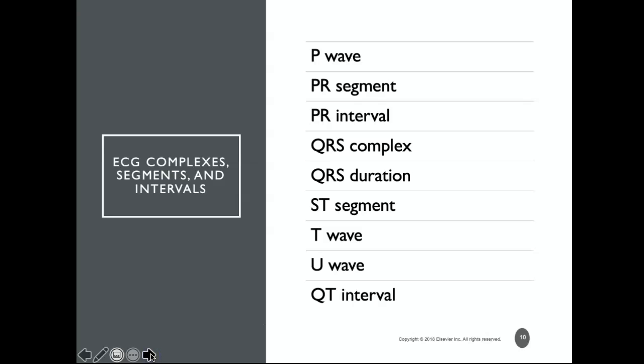All right. Again, our segments and complexes: the P wave, the PR segment, the PR interval, QRS complex, QRS duration, ST segment, T wave, U wave, and QT interval. I don't want you to get really worked up on the QT interval or even the U wave at this point. Really what you need to focus on for the exam is the P wave, your PR interval, your QRS complex, the ST, and the T wave. Those are really the priority at this point. Everything else will come later.